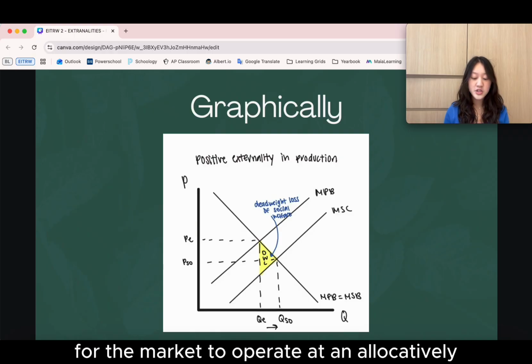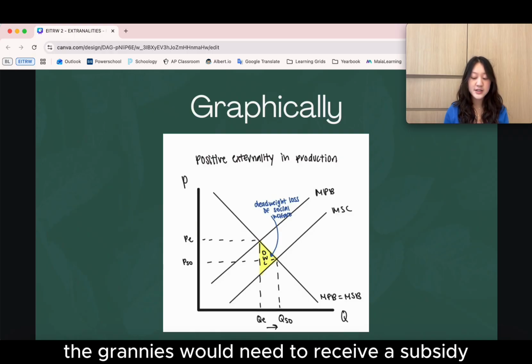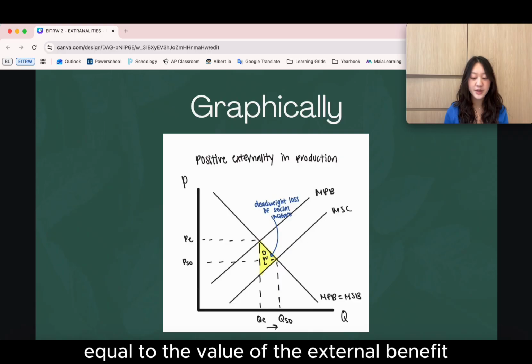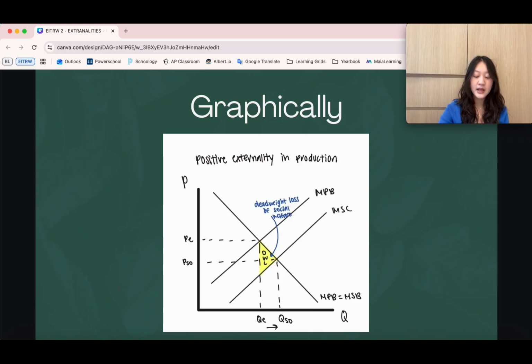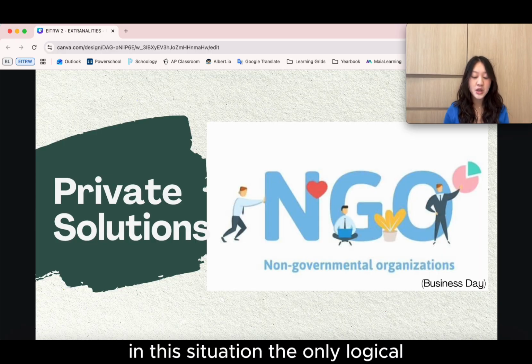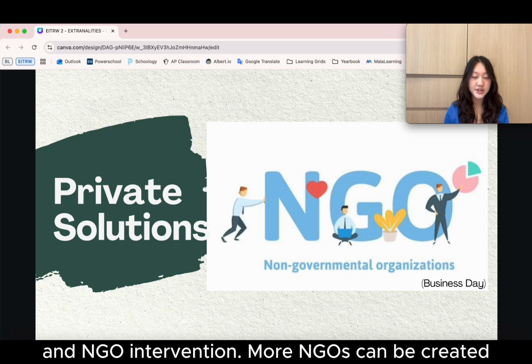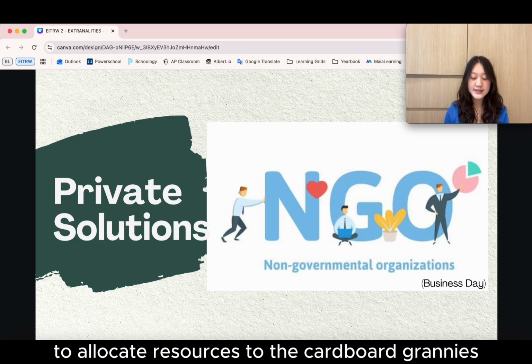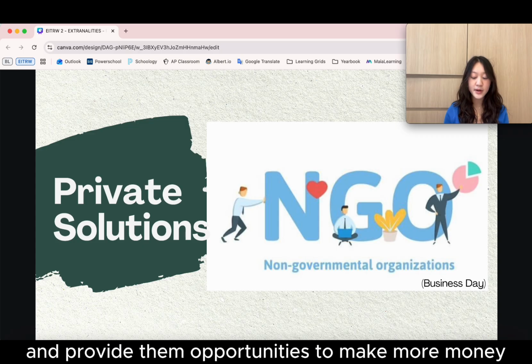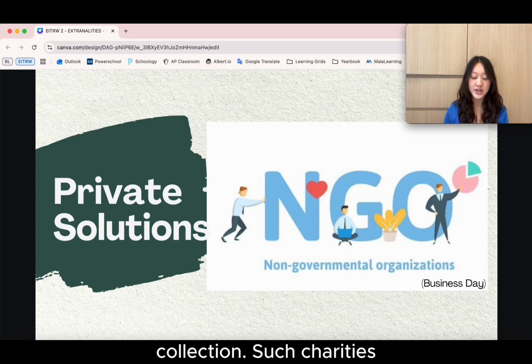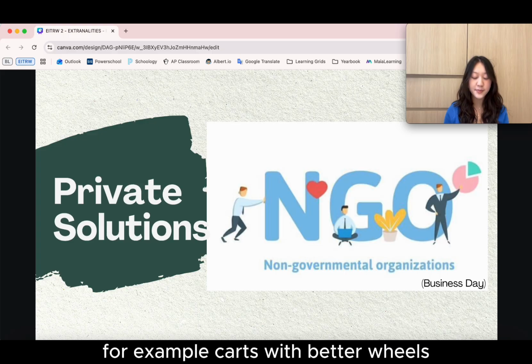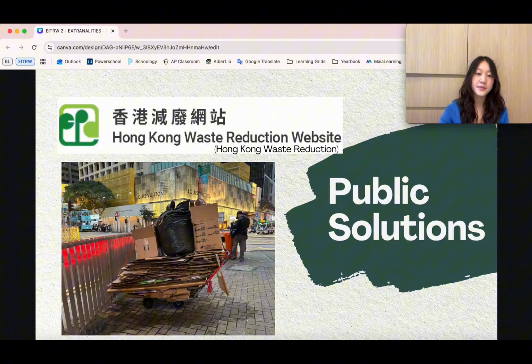For the market to operate at an allocatively efficient level, the grannies would need to receive a subsidy equal to the value of the external benefit they provide. In this situation, the only logical private solution would be to seek donations and NGO intervention. More NGOs can be created to allocate resources to the cardboard grannies and provide them opportunities to make more money or increase the efficiency of their cardboard collection. Such charities can also provide the grannies with better equipment for their jobs, for example, carts with better wheels to prevent the extraneous physical labor exerted on their backs.